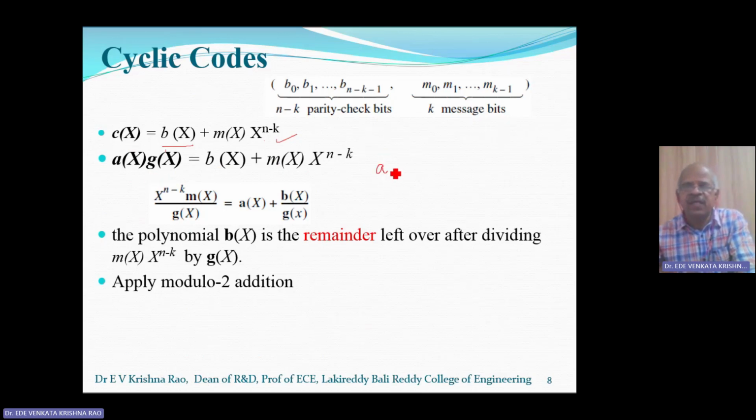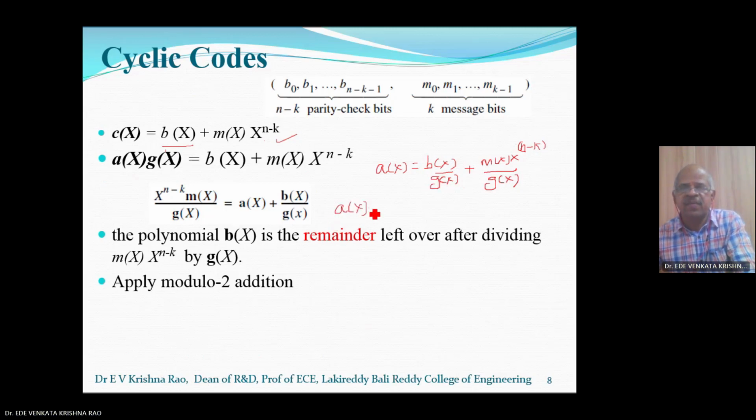So what happens here? By dividing, a of x by g of x equals b of x divided by g of x plus m of x x power n minus k divided by g of x. Okay. So now this is where we add, modular addition, for left side and right side. So we add a of x plus b of x divided by g of x. So b of x by g of x plus b of x by g of x becomes 0 in the modular additions. So this becomes m of x x power n minus k divided by g of x.